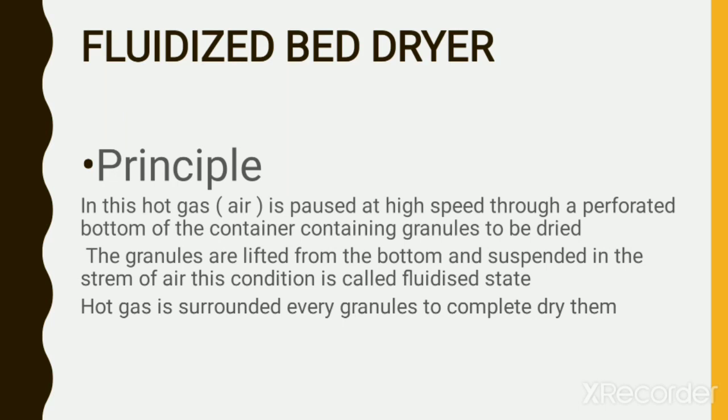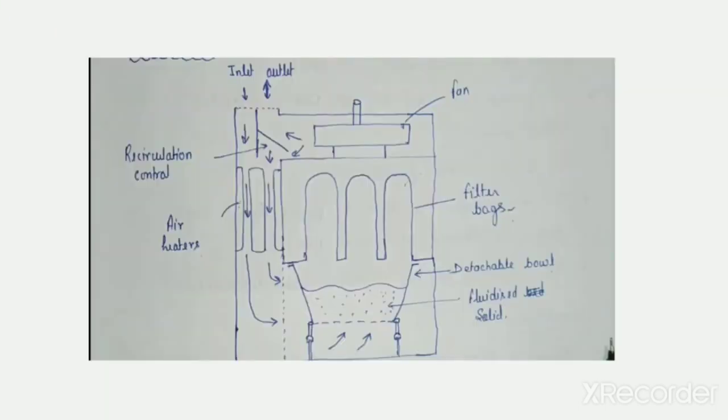Okay, let's see the principle. This is the pictorial representation of the fluidized bed dryer. Here you can see the detachable bowl. Inside the detachable bowl, the materials to be dried are placed. Actually, the fluidized bed dryer is mainly used to dry granules, so granules to be dried are placed inside the detachable bowl. Then the fresh air inlet is passed through the pre-filter and heat exchanger.